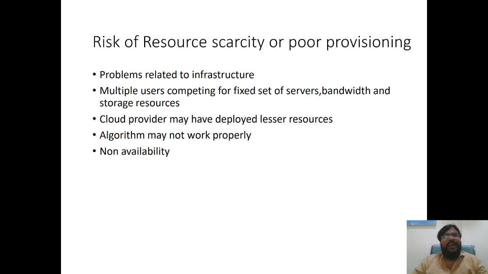Whenever competing happens, we should have enough resources to satisfy the needs of the customer. Whenever the client or customer needs resources at a particular period of time, we should be able to provide all the required resources for them. Here, we do not know that the cloud provider may have used fewer resources. We are not guaranteed that we have enough resources to serve our needs. Or there are conditions where the algorithm may not work properly for allocation of the resources, or the resources may not be available at that particular point of time. So that is also one of the problems.